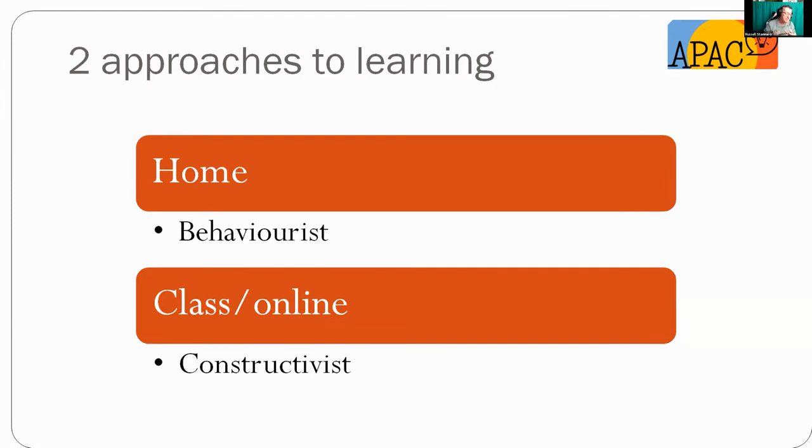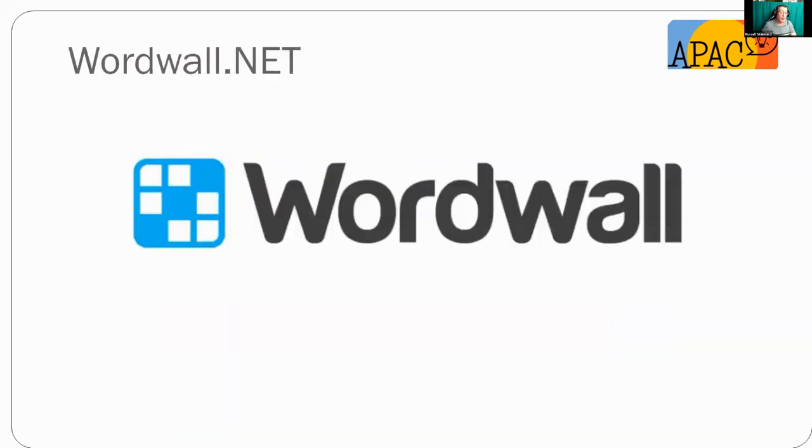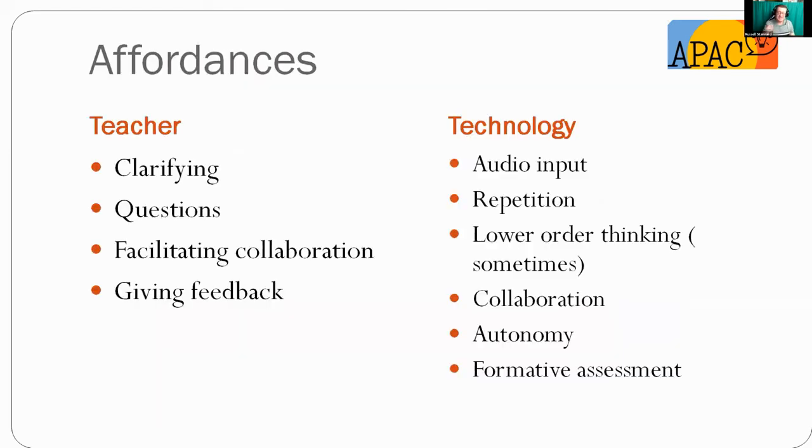So the flipped classroom definitely applies to online learning in very much the same way as it applies to a normal blended learning class. In other words, we want to maximize the way we use the time with the teacher. One way of thinking about this is to think about what a teacher does well, and what the technology does well. Teachers are great for clarifying. They're great for dealing with questions, for facilitating collaboration, and for giving feedback. Teachers can give really effective feedback on what the students have done.